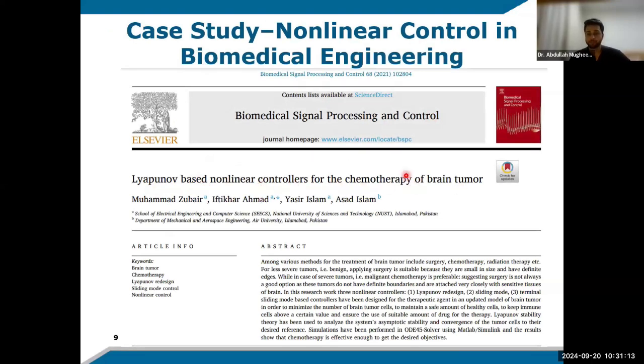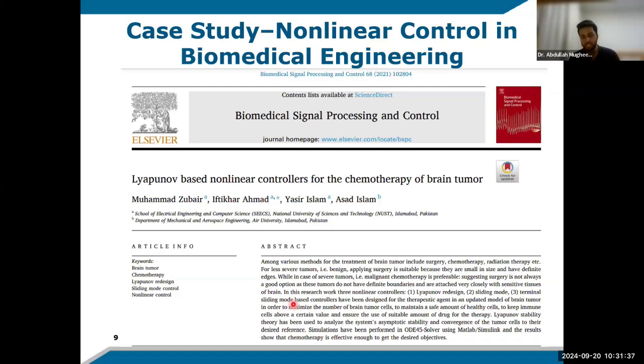Okay, so it used Lyapunov redesign technique and sliding mode and terminal sliding mode. It used three control techniques and applied them to the system. And then it compared the performance and showed whether Lyapunov redesign was better or sliding mode was better or terminal sliding mode was better. Okay.